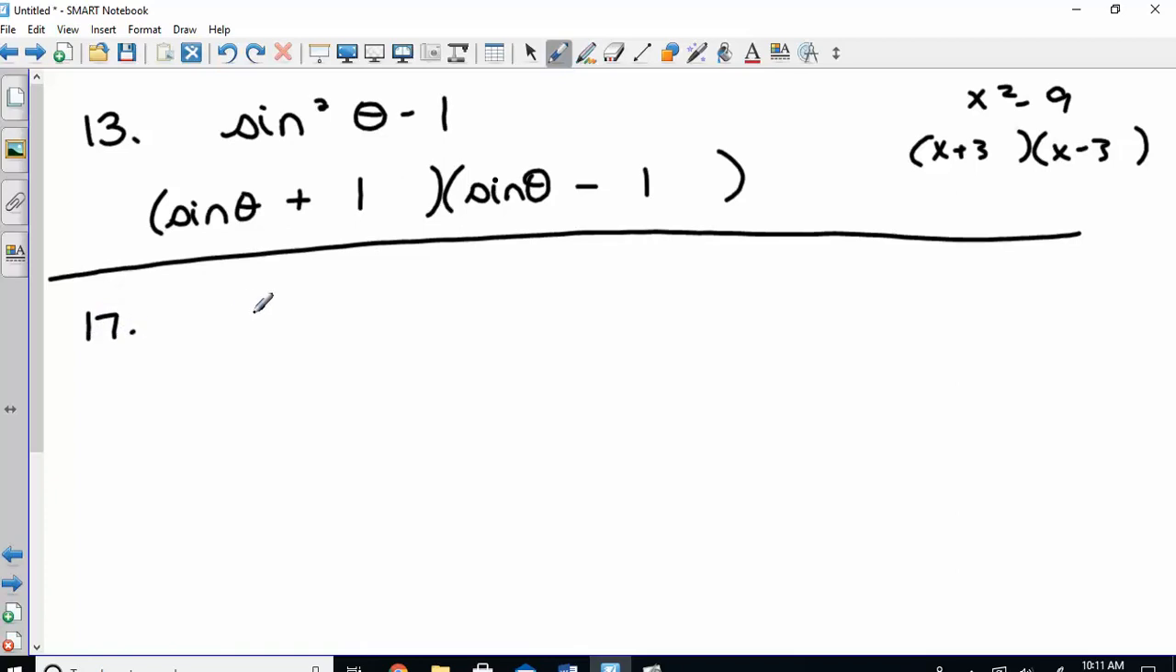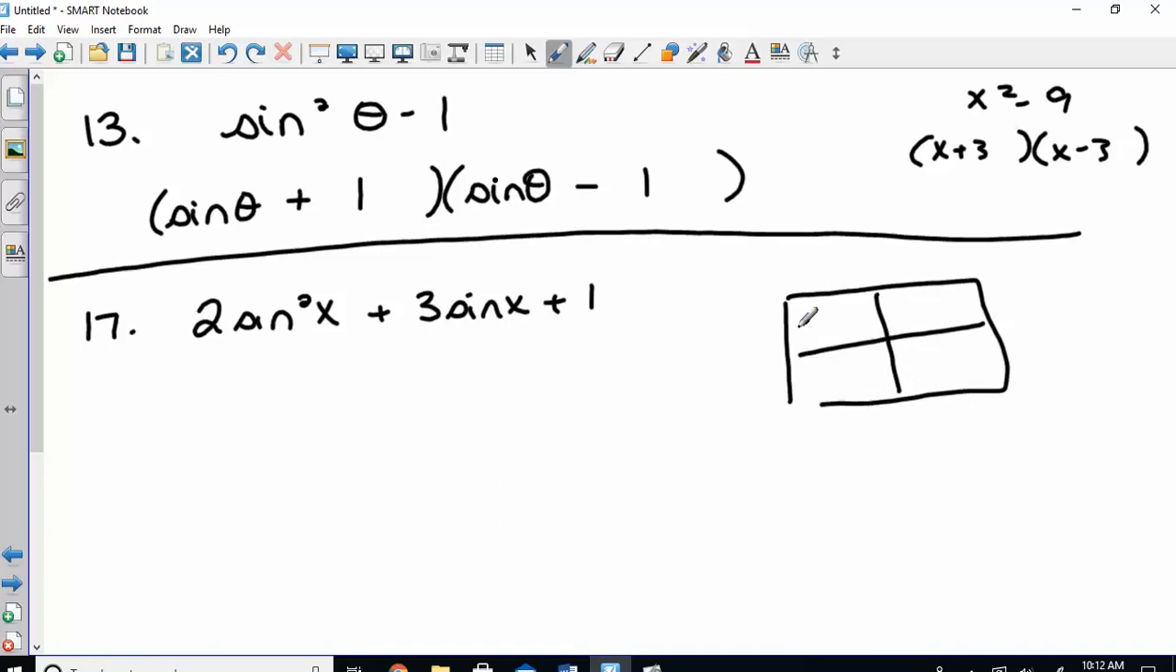If we looked at problem 17, and I told you to factor that one, what would you do? 2 sine squared x and a 1. So these multiply to 2 and add to 3. What would that be? 2 and 1. And each of those gets a sign with them.